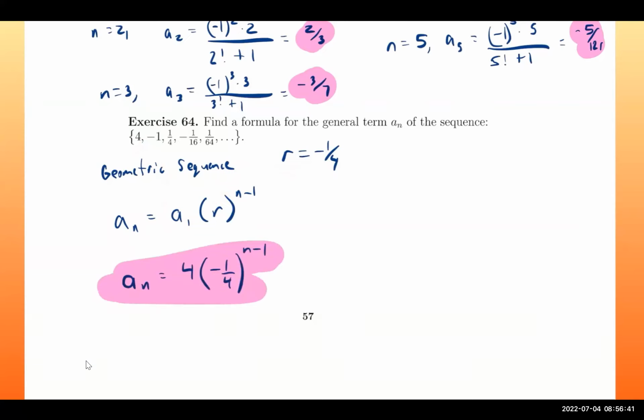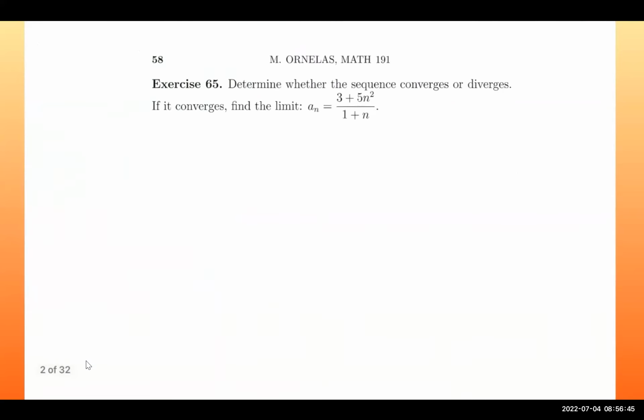All right, for the next problem, they say determine whether the sequence converges or diverges. So the way you determine whether it converges or diverges is whenever you have a sequence, you just have to take the limit as n approaches infinity. And if the limit exists, it converges. If the limit does not exist, it diverges. So let's take the limit as n approaches infinity of the sequence.